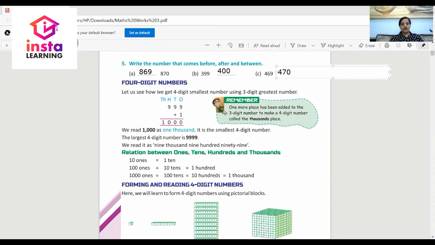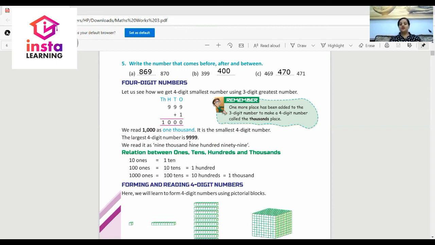So 4-digit numbers. Now we will do 4-digit numbers. As we know, the 3-digit largest number is 999. When we add 1 to that, it becomes 1000. 1000 is the smallest 4-digit number. One more place has been added to the 3-digit number to make a 4-digit number, that is called thousands place. We read 1000 as one thousand. It is the smallest 4-digit number.